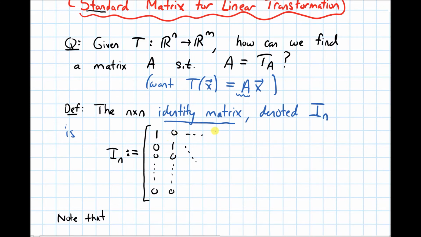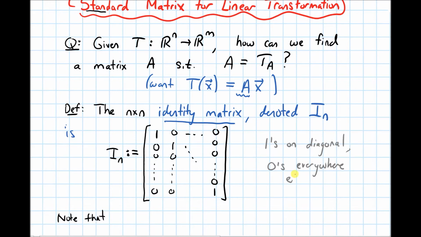The very last column should have zeros everywhere, except for the very last entry, which is going to be a 1. So there are 1s on the diagonal and zeros everywhere else in this matrix.